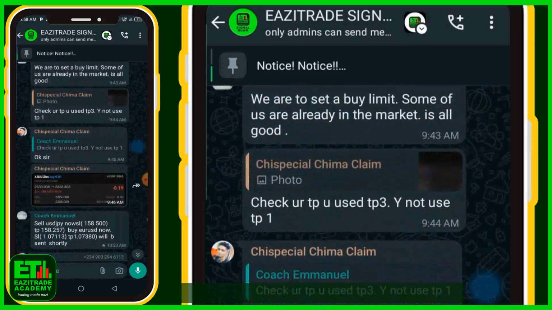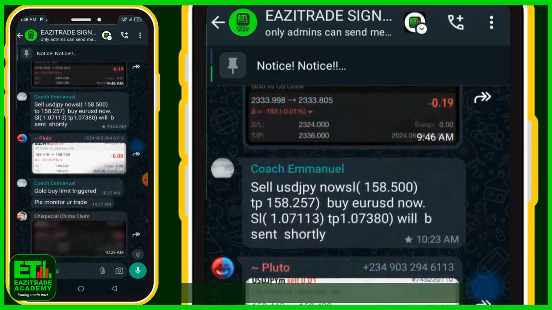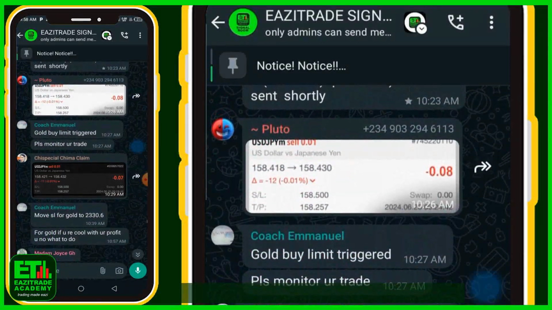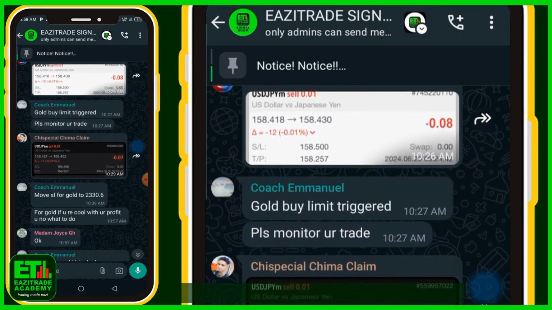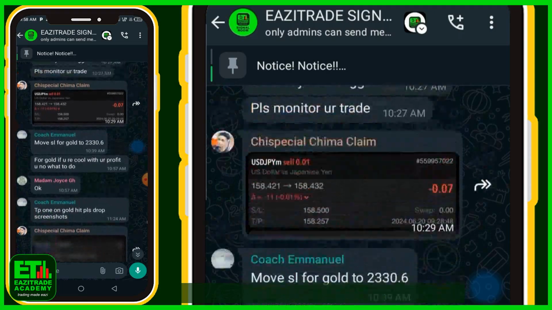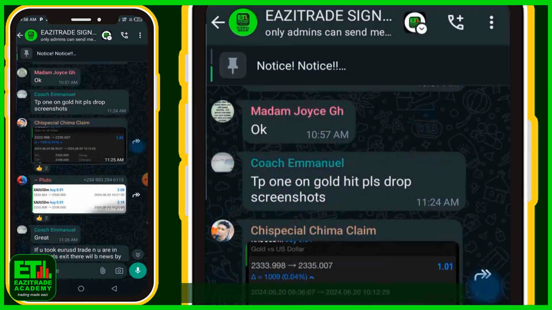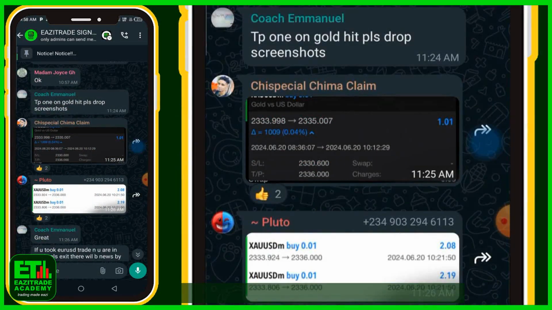So as we can see, the trade was still ongoing. This was when the coach mentioned that the buy limit has been triggered for gold. All right, so we can see that this student got $1, while this student that was able to open 2 positions got over $4. It was a win trade.